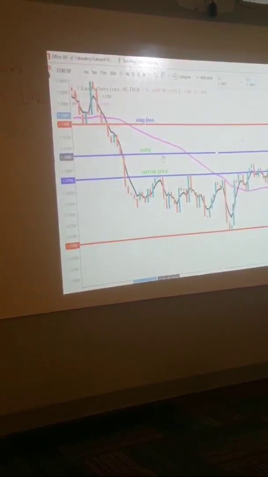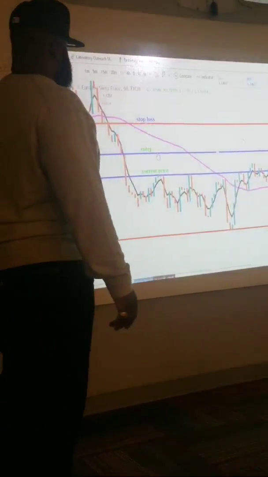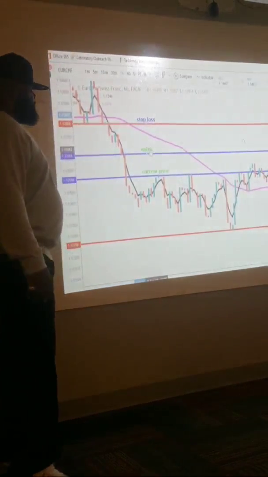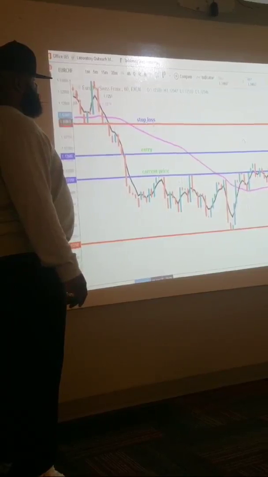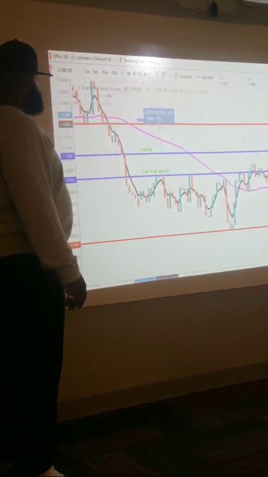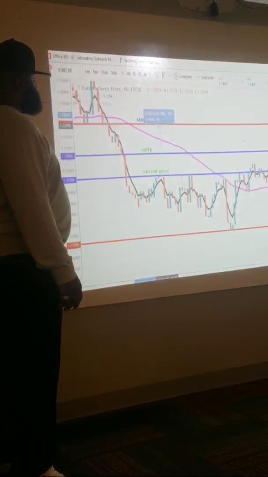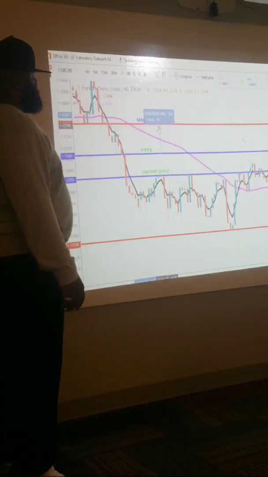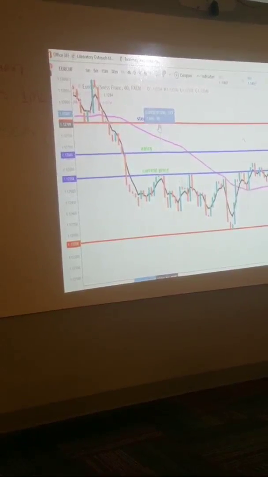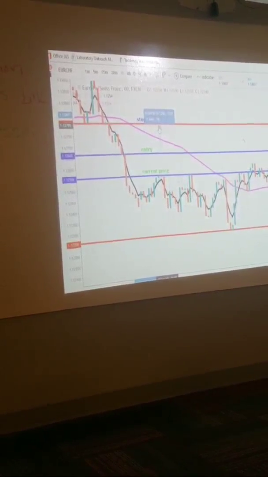Yeah, go ahead. Alright, so let's just say this is where you're entering the market, right here where I have entry. Can everyone see that? Okay, and this is where your initial stop loss is. Let's say the stop loss is 14 pips from your entry price, so you're wagering to lose 14 pips in this trade. This is just an example.